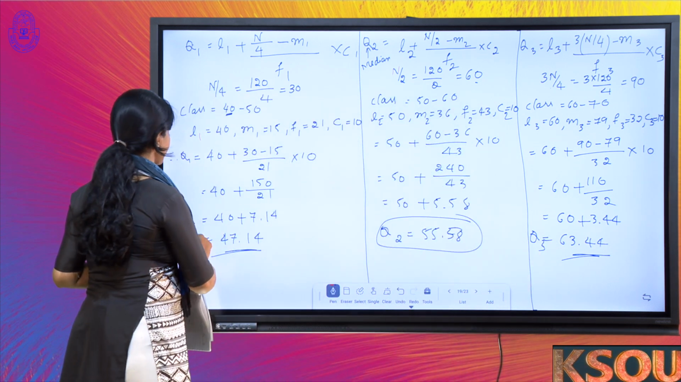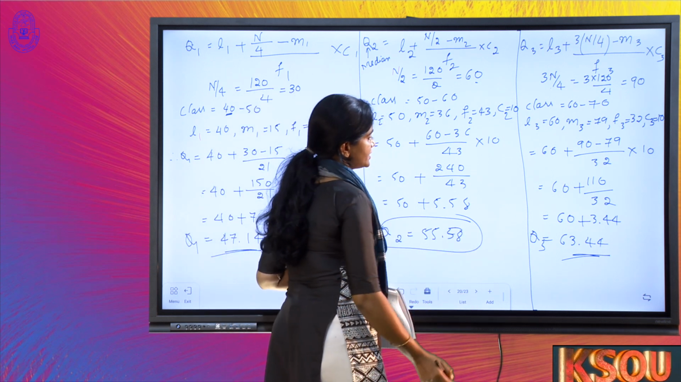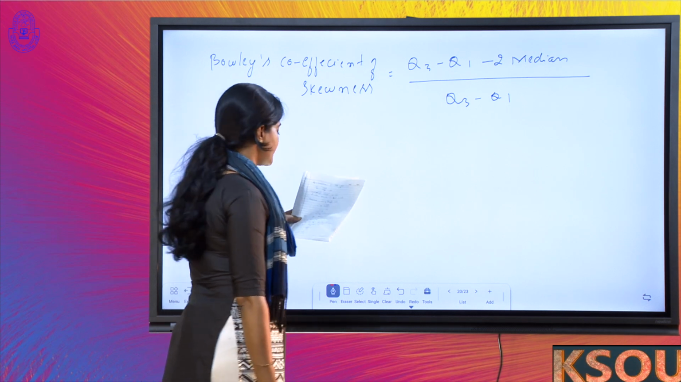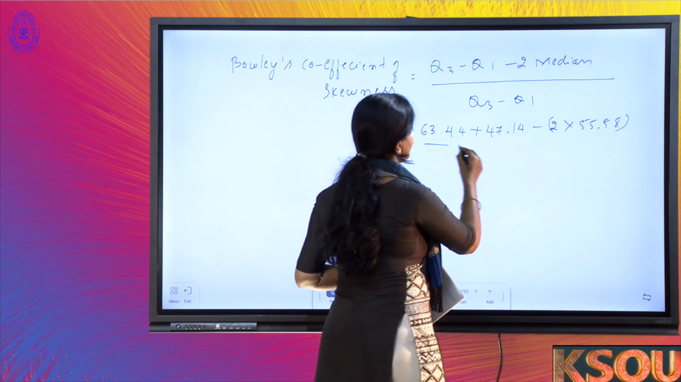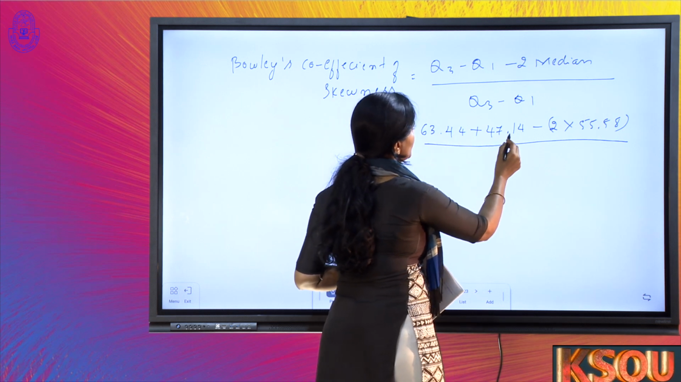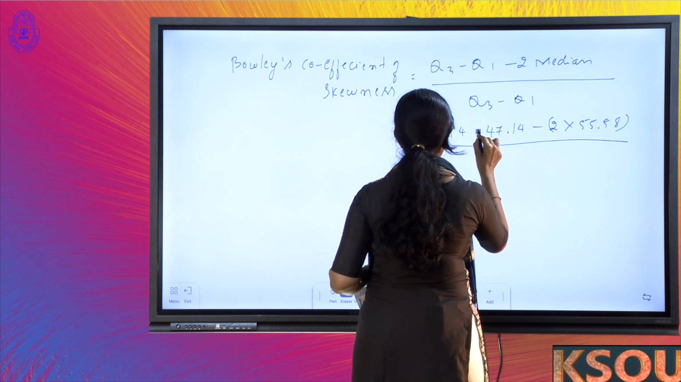So, now we have got the values of Q1, Q2 and Q3. Let us substitute all these values into Bowley's coefficient of skewness here. So, here I am going to take the numerator and denominator values: Q3, Q1 and the median value here.